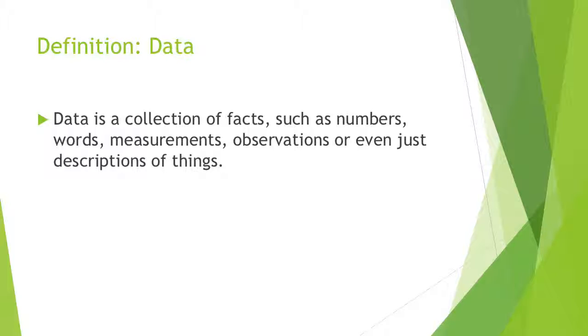Well, probably the easiest definition of data would be that data is a collection of facts such as numbers or words, measurements, observations, or even just descriptions of things. So data is pretty much everything. So anything could really be transformed into data.